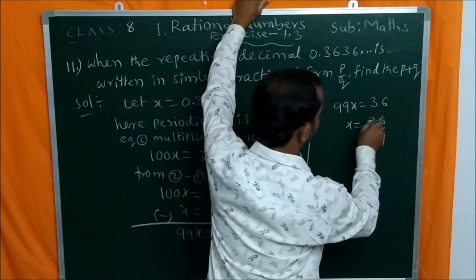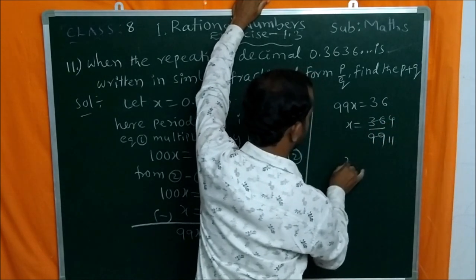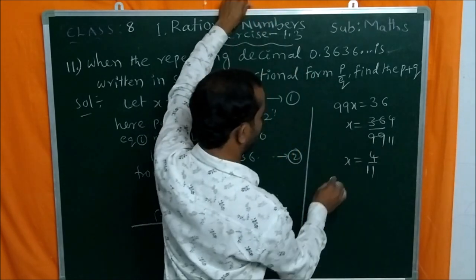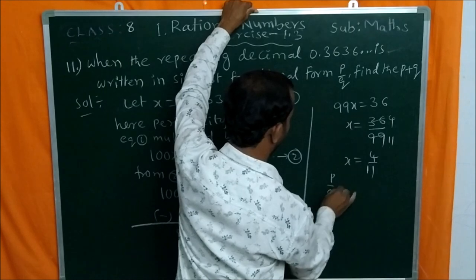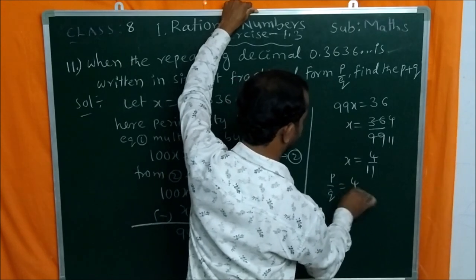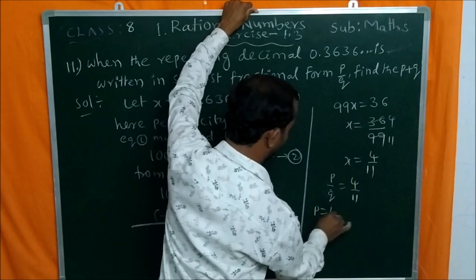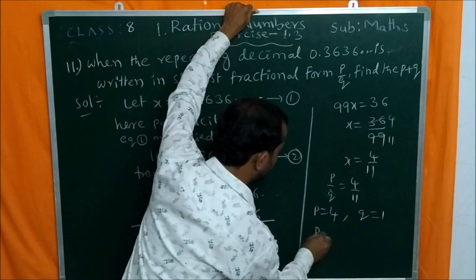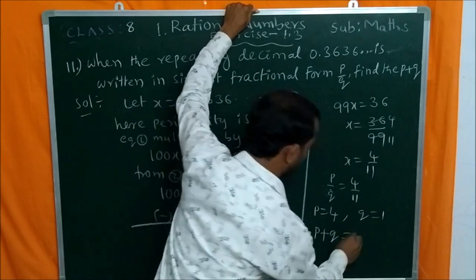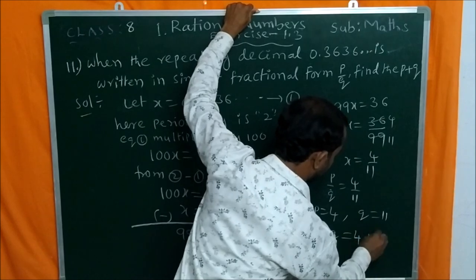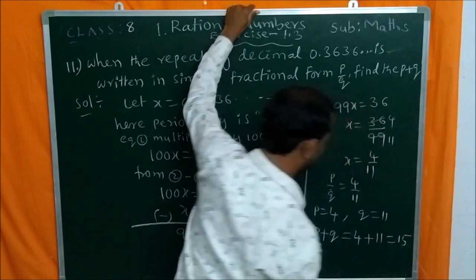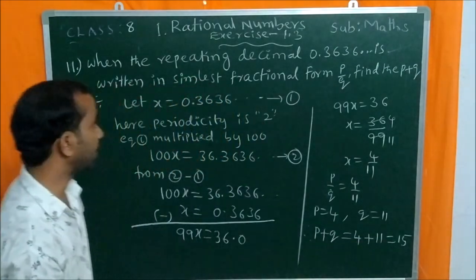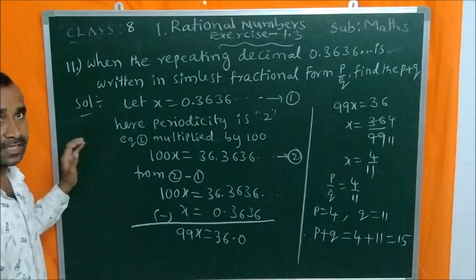In the 9 table, 9 fours are 36, 9 elevens are 99. So x equals 4 by 11. So p by q equals 4 by 11, where p equals 4 and q equals 11. We can find the p plus q value: 4 plus 11 equals 15. So finally, p plus q equals 15. Okay, children, we have completed this chapter. Thank you.